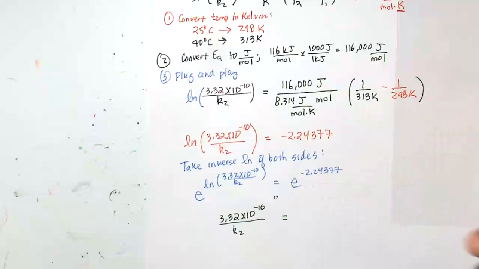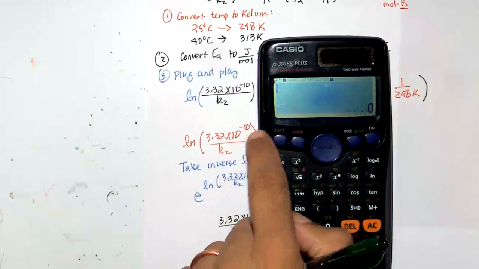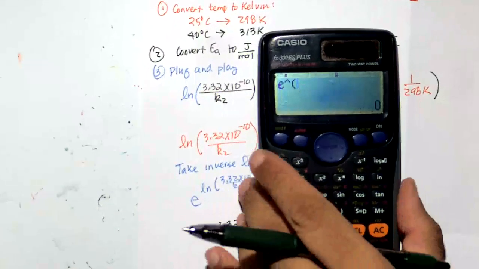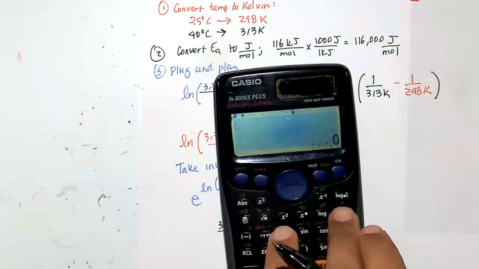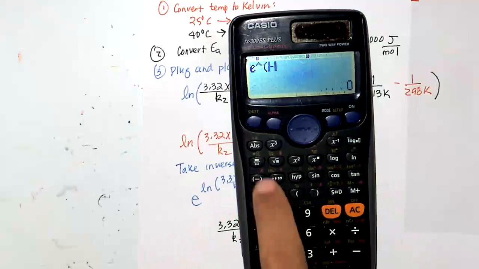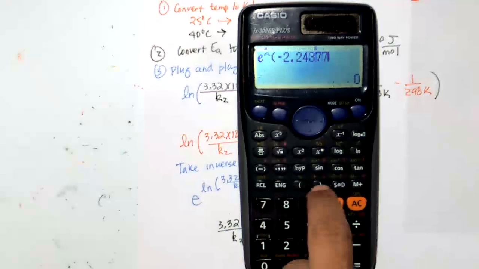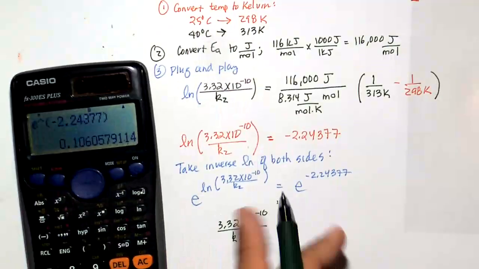e to the power of this number, let's calculate that on our calculator. On our calculator, we're going to do shift natural log, or second natural log, whatever it may be. Shift, and then the natural log button. Negative 2.24377. Close those parentheses. 0.10606.